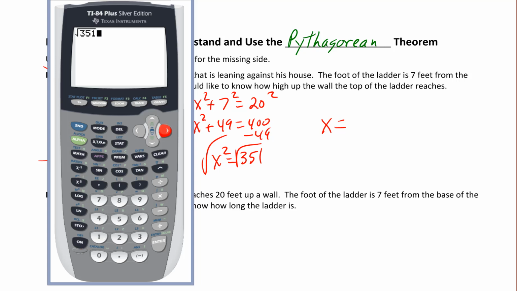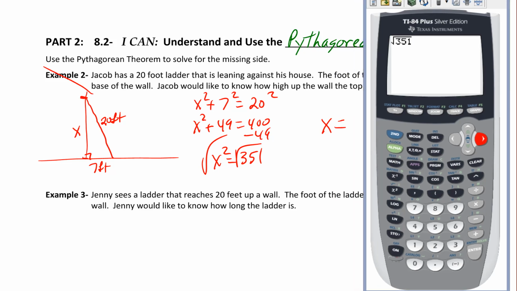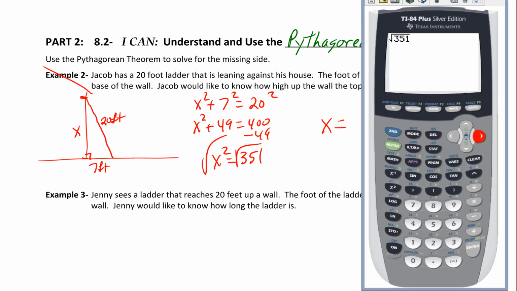Now, before we hit enter on this, I'd like you to take a look at this and maybe make a little bit of a prediction. If this is a 20-foot tall ladder and this is 7 feet away from the base, take a guess at whether this is going to be bigger than 20 feet or smaller than 20 feet. If it's going to be bigger, a lot bigger, smaller, a lot smaller, what's it going to be? Well, let's take a look at this and go ahead and have this calculated. 18.73. That might be a little bit surprising.